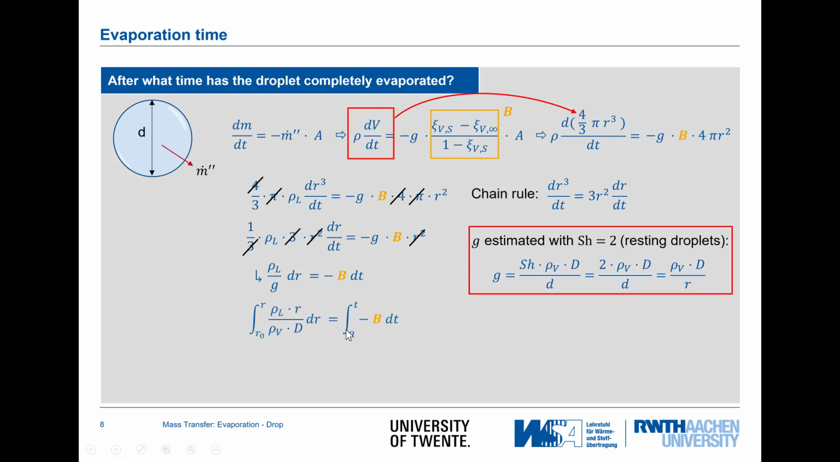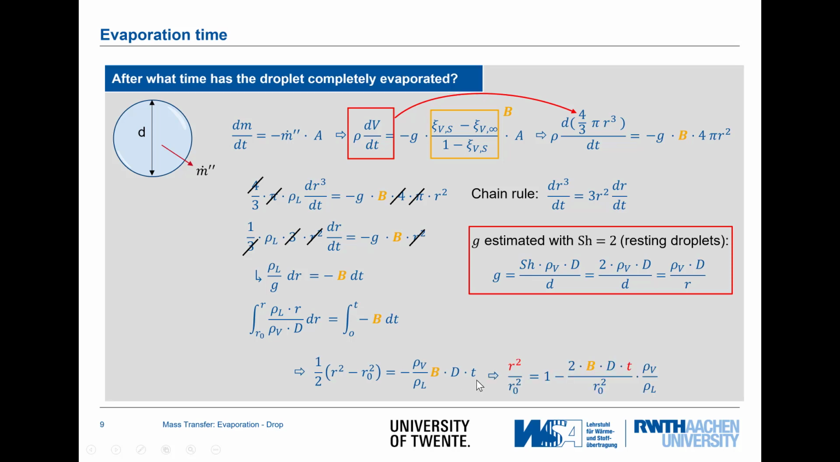Now putting that into the equation, then I'm integrating from the initial radius to some radius here on the left hand side, and this is time t equals 0 to t. When I do the integration, I get this 1/2 r squared minus r initial squared equals minus rho vapor divided by rho liquid times b times d times the time t. Now this can be arranged in a way to give me r squared over r initial squared, and that's then 1 minus this expression, and r squared depends on time.